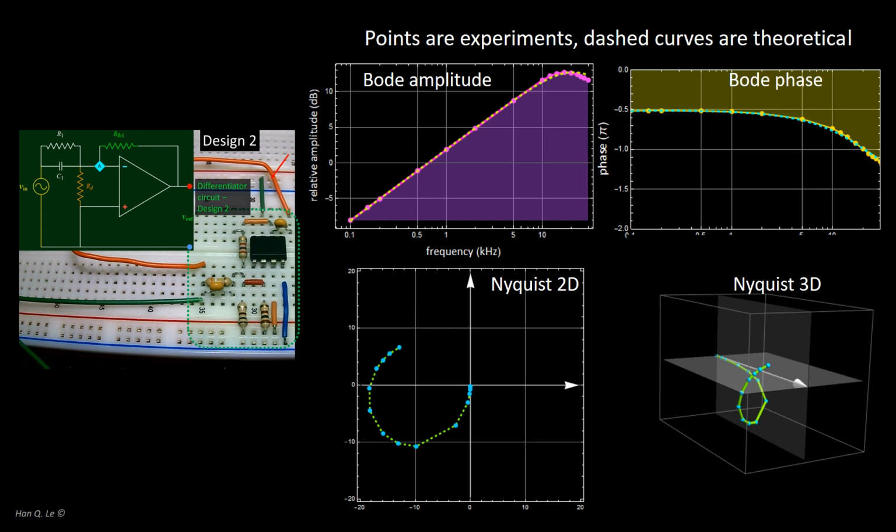The data are marked by the points and lines connecting the points. The theoretical calculation is represented by the dashed curves. Reasonable agreement was obtained as expected.